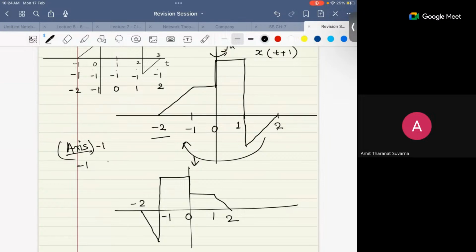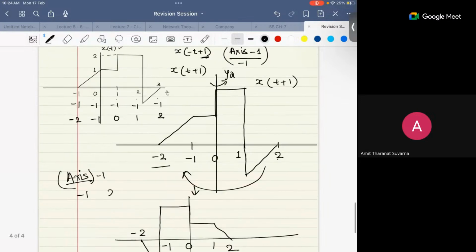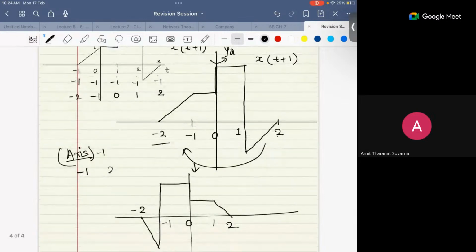Is it clear? So what you have done? First you have done the shifting. In the left hand side shifting, whatever the value of axis was there, minus 1, because you are shifting all the values to the left hand side. Now in the next step, you are doing the reversal. In reversal, you are doing axis multiplication with minus 1 or division with minus 1. So whatever the value was there at minus 2 was going to 2. So you are just basically taking the image in the y-axis. Whatever was there in the positive side will go to the negative side, and whatever was in the negative side will go to the positive side. Mirror image in the y-axis. Is it clear to everyone?